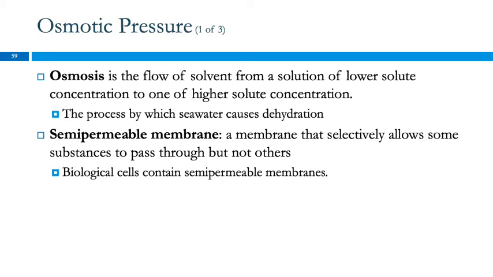So a semi-permeable membrane is a membrane that is partially permeable. It allows some things to pass and others not to pass. And typically the solvent is allowed to go through and the solute is not. Biological cells are full of, literally, semi-permeable membranes.